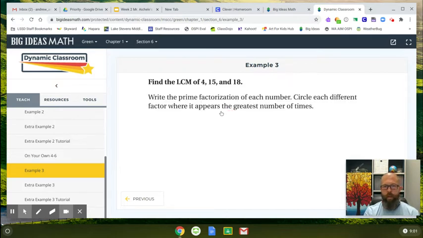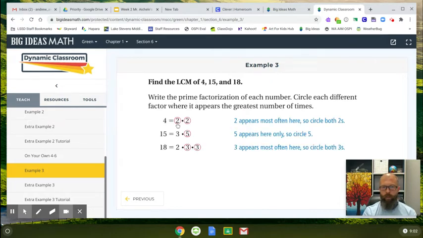We're going to do the prime factorization of each number, then circle each different factor where it appears the greatest number of times. They skipped a step here and did factor trees and found the prime factors. They didn't show you again how to do that, but I did in my notes. So if you need to look at the factor trees, take a look in my notes.